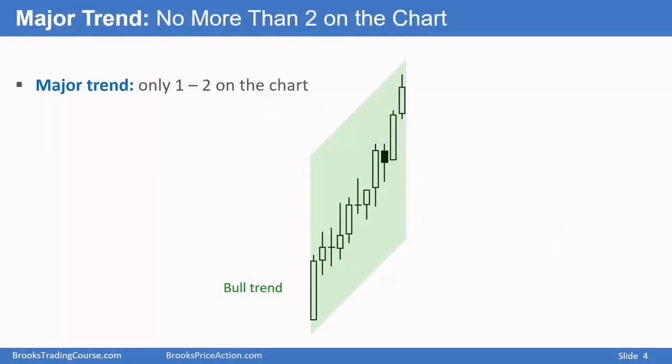When I use the word trend, I'm talking about a major trend, even though I don't always say major. And there are at most 1 or 2 of them on the chart at any one time. If you see 3 or 4 trends on the chart, those trends are minor, and I usually don't use the term trend to describe them. I usually refer to them as swings or legs.